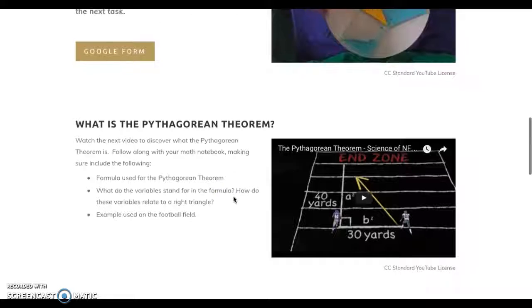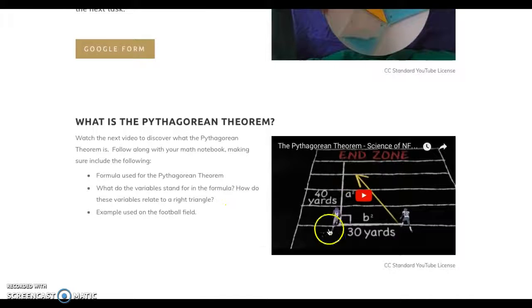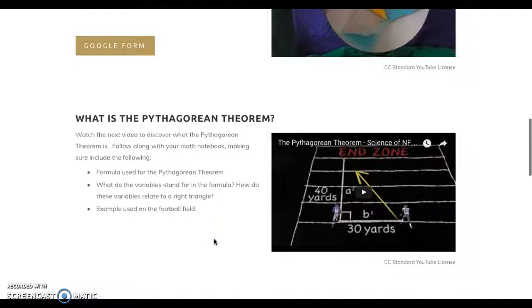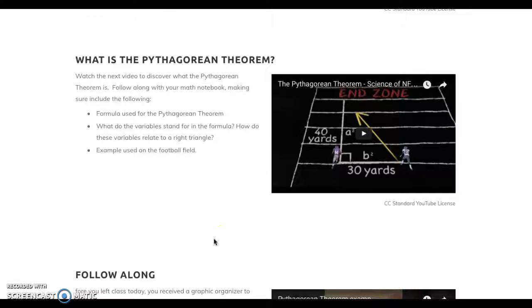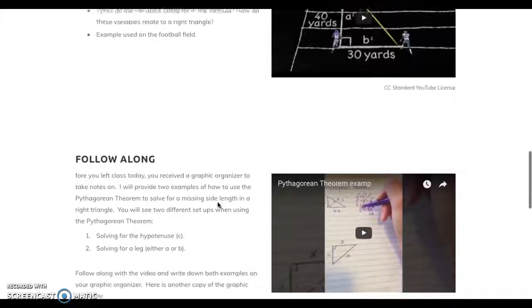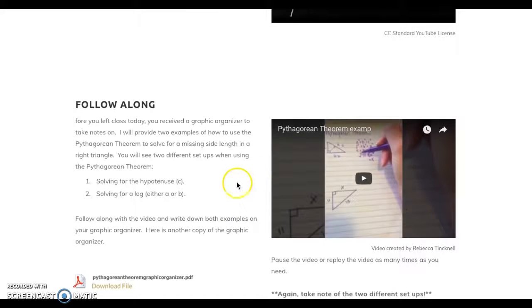You will then be able to see where this Pythagorean theorem may be used outside of the classroom, for example, in a football game, by watching another video. As you watch the video, please take notes in your math notebook, focusing on what is the Pythagorean theorem, what do the variables stand for, and how do they relate to a right triangle. Lastly, here's another example of me going through some examples so that you can get a better understanding and have a more familiar voice to those problems.